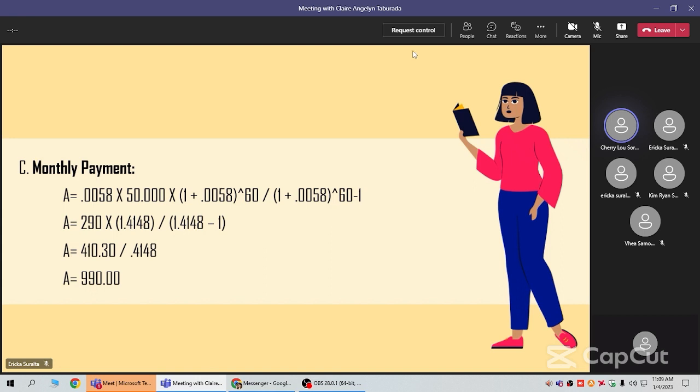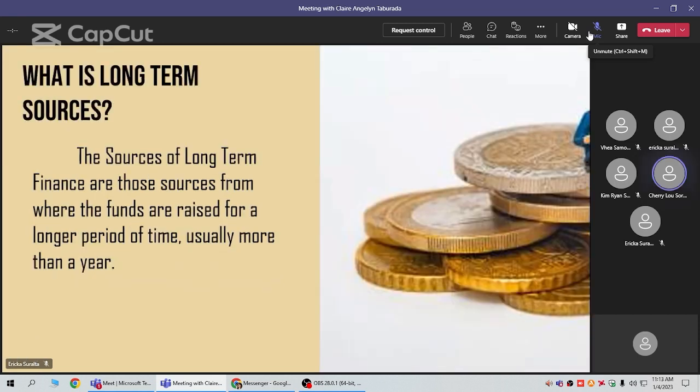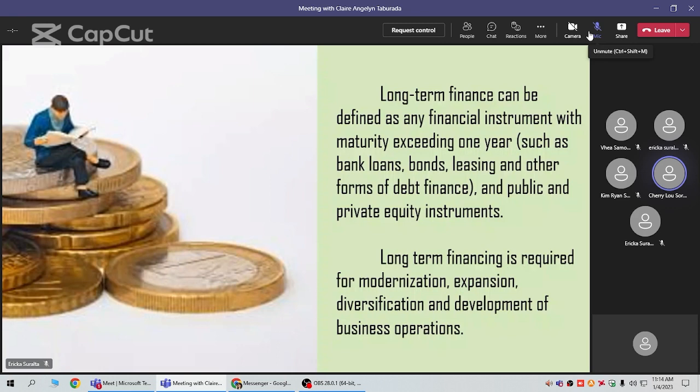So let's proceed to the long-term sources of capital: bonds and leasing. Next slide, please. Term finance. Long-term finance are those sources from where the funds are raised for a longer period of time, usually more than a year. So long-term financing is required for modernization, expansion, diversification, and development of business operations. Long-term finance can be defined as any financial instrument with maturity exceeding 1 year, such as bank loans, bonds, leasing, and other forms of debt finance, and public and private equity instruments.